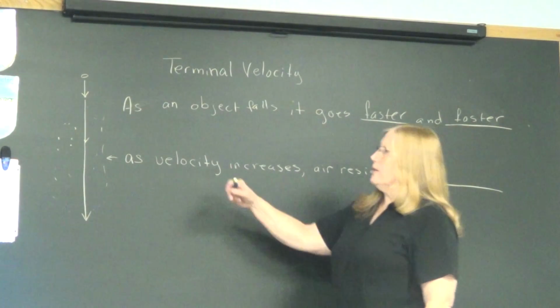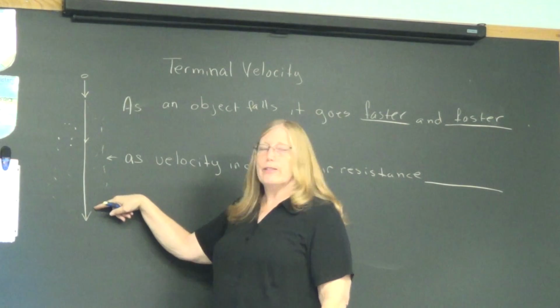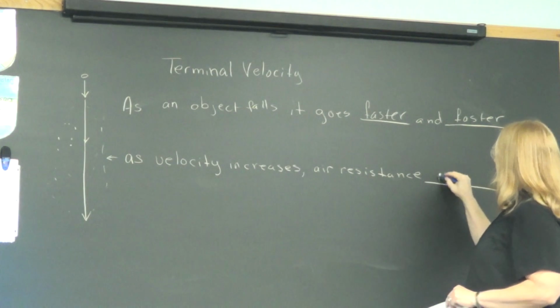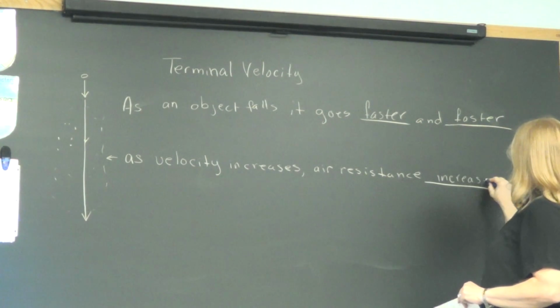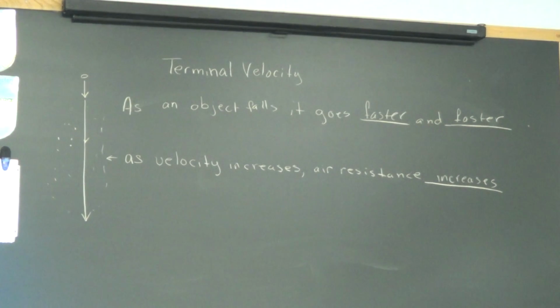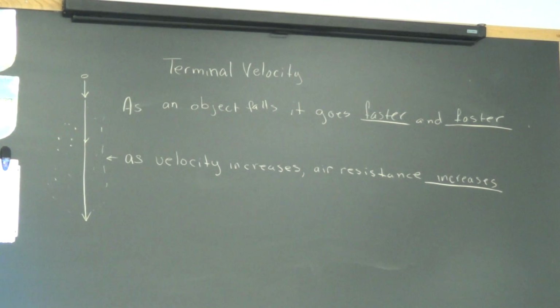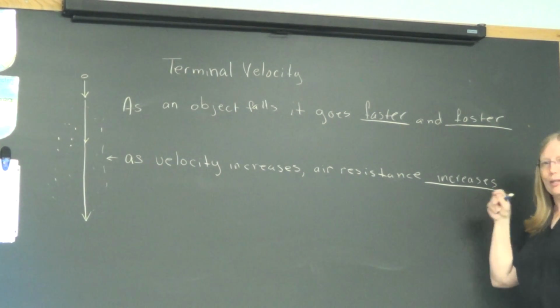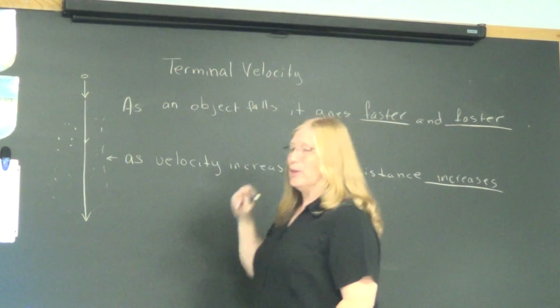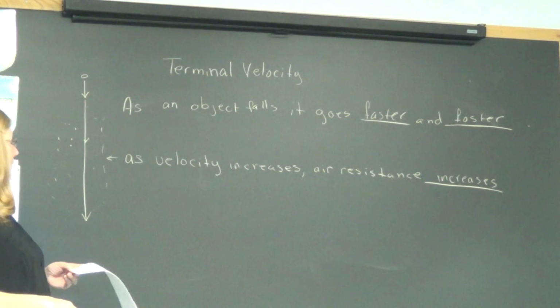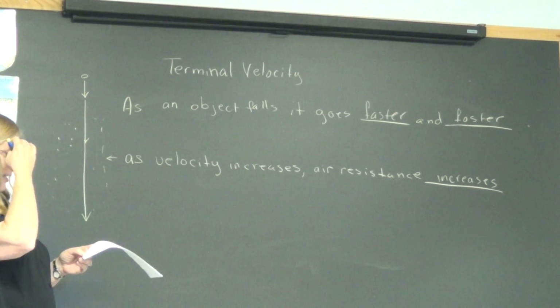It should make sense to you that as this object goes faster and faster, it's bumping against more and more molecules. So actually air resistance increases. So if you didn't put that, go back and change it. That's what happens. Because the object is going faster, it's bumping against air molecules in an increasing manner. So as velocity increases, air resistance increases. So get that down, because we're headed toward terminal velocity, and we're kind of thinking our way through. So as velocity increases, air resistance increases.